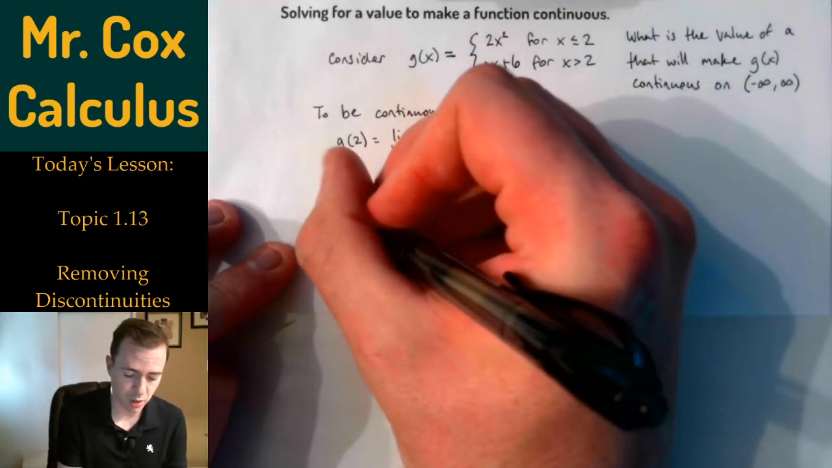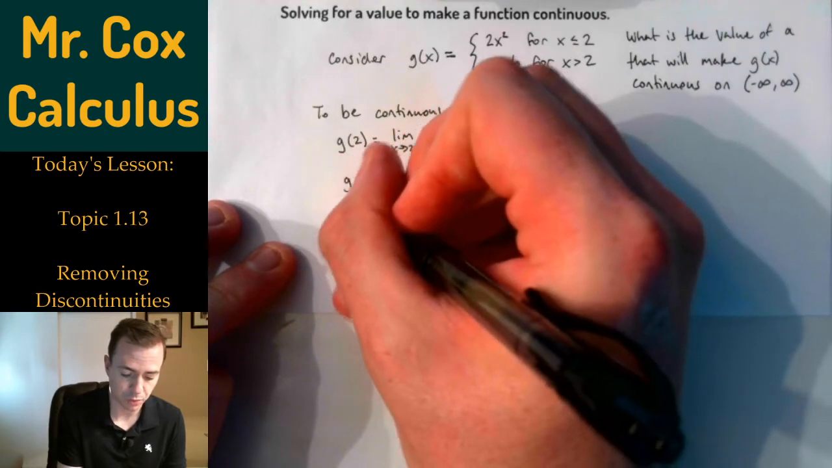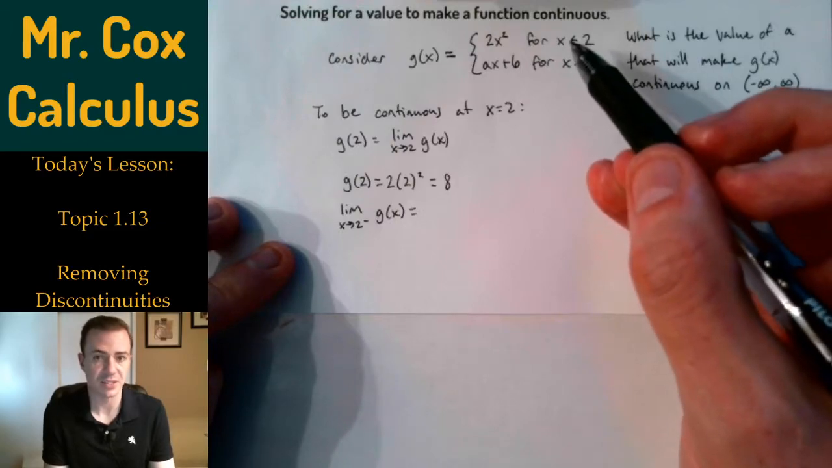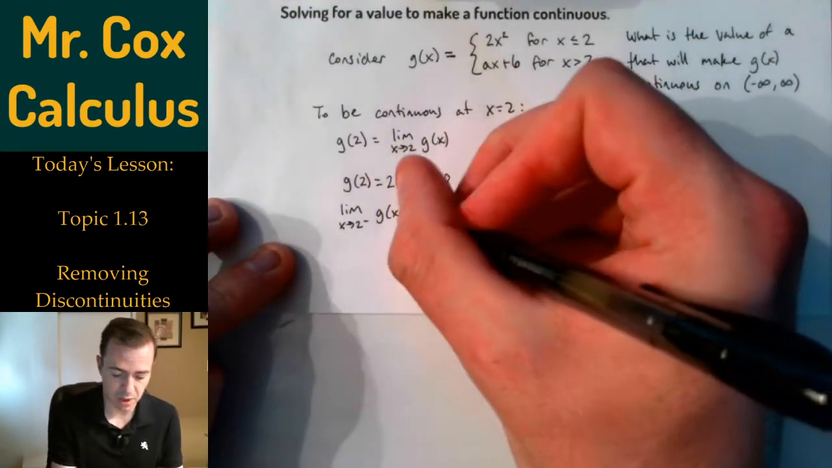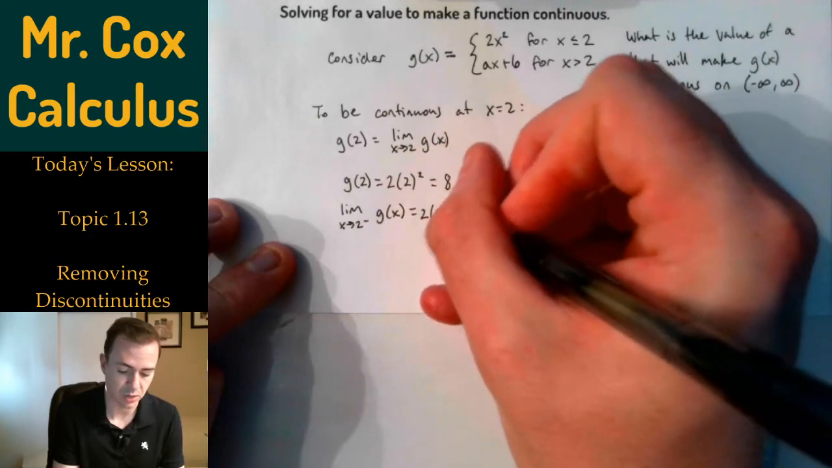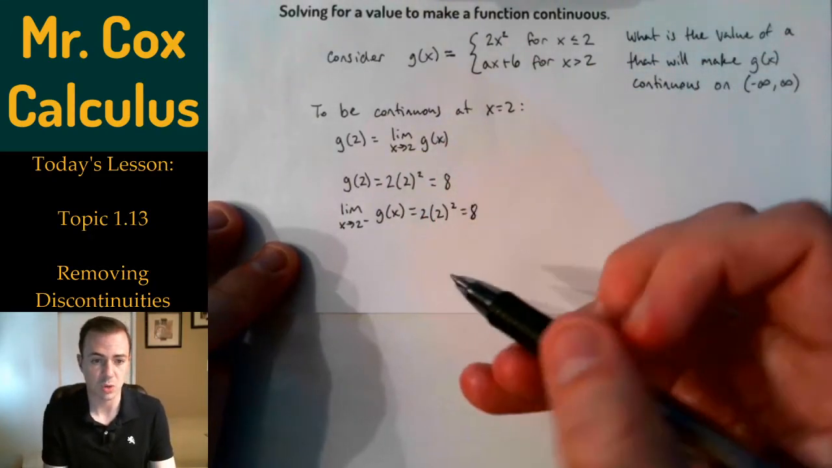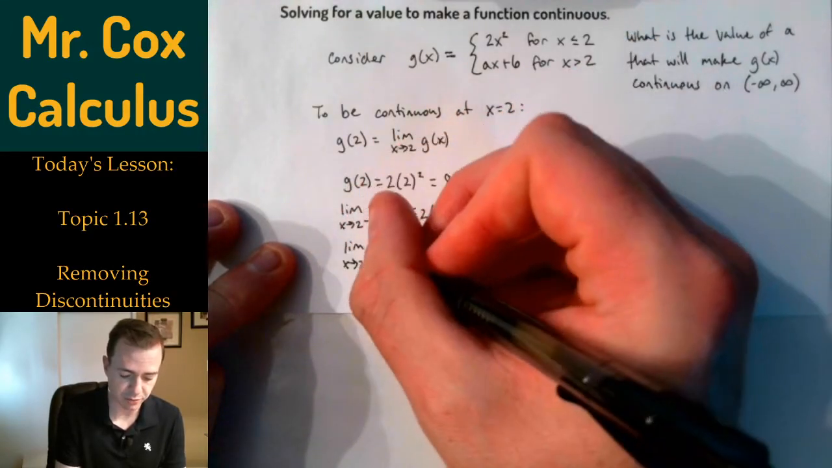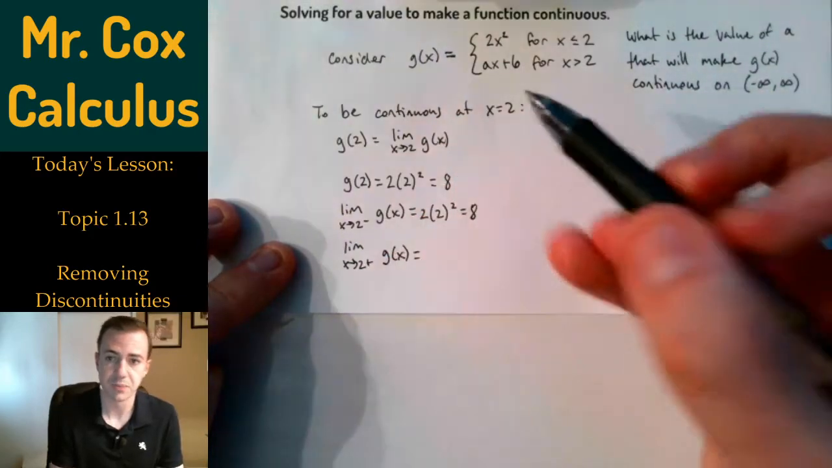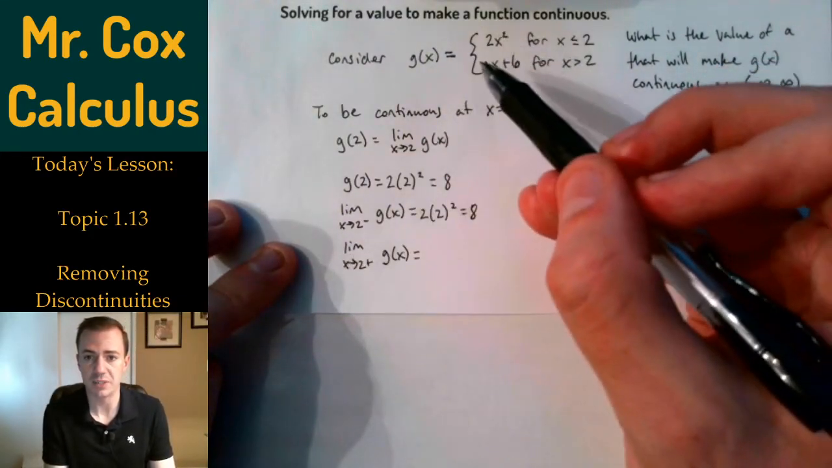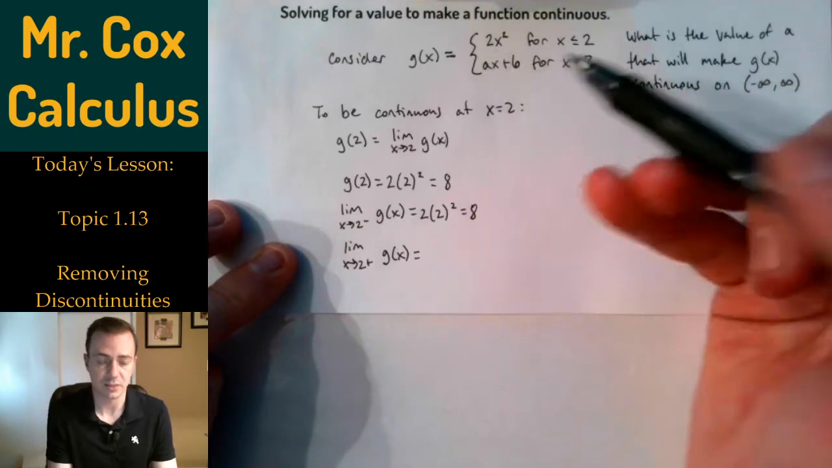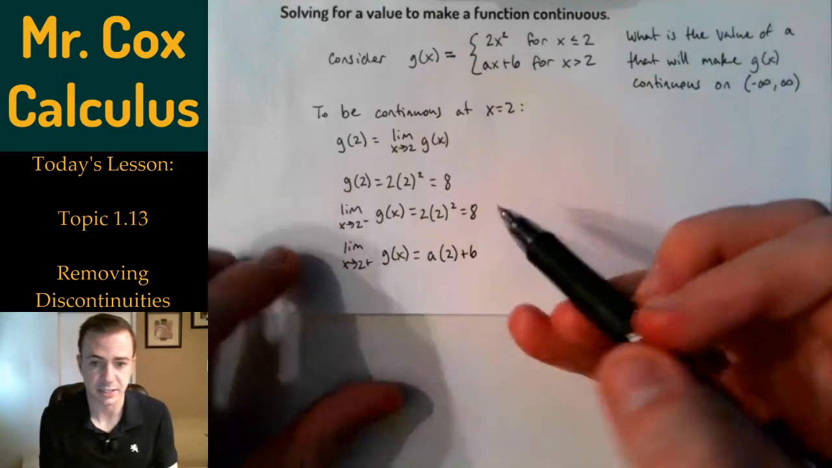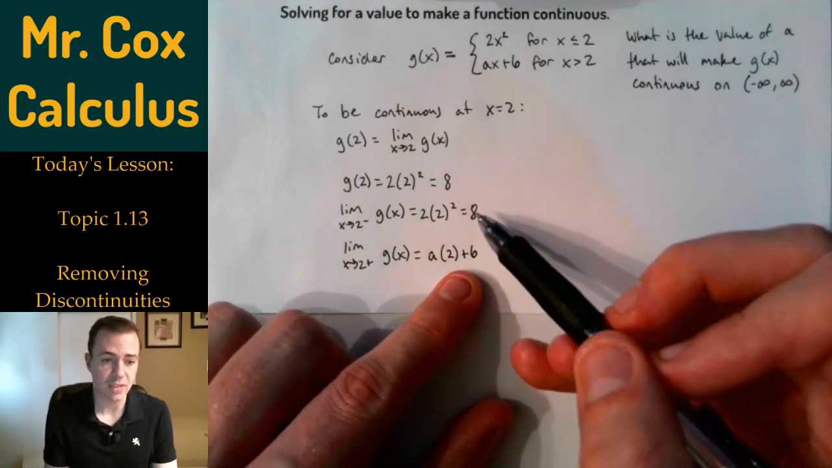So let's take a look at the one-sided limits as we approach 2 of g of x. Well, as I approach 2 from the left, less than 2, again, I can evaluate that with direct substitution. It comes out to be 2 times 2 squared, which is 8. So I'm good there. And then when we look at the limit as x approaches 2 from above of g of x, well, for values greater than 2, I would substitute 2 into this linear piece. And so if I do that, I get a times 2 plus 6. So g of 2 is 8. The left-hand limit is 8.